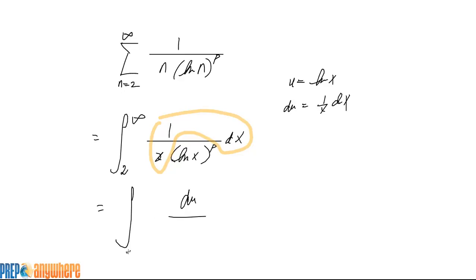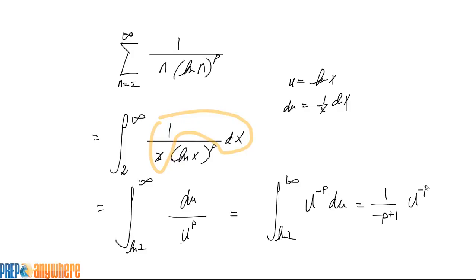So this is ln of 2 to infinity, and we get u to the power of minus p du. So we get 1 over minus p plus 1, u to the power minus p plus 1.